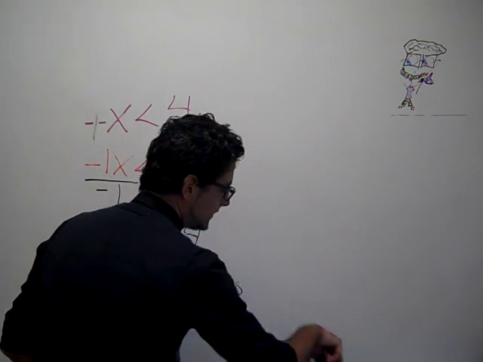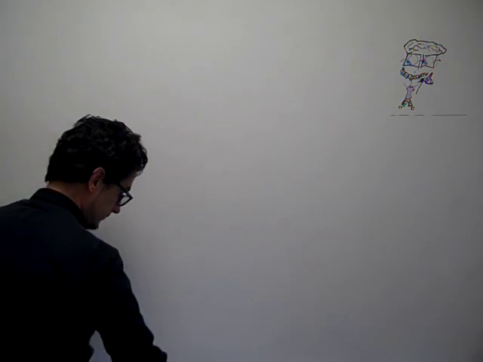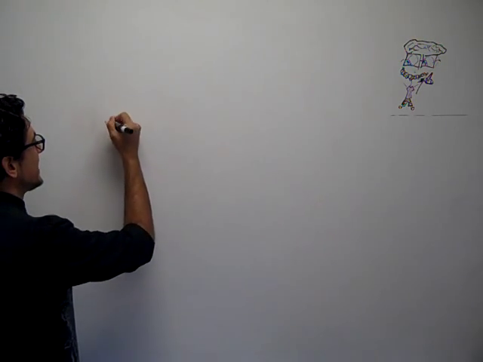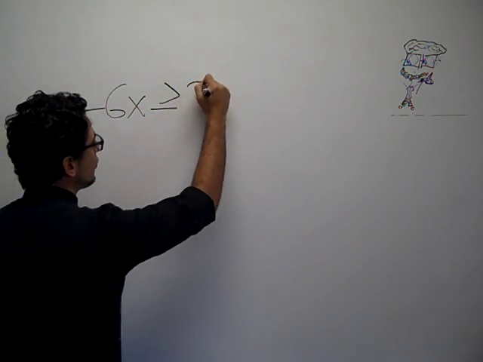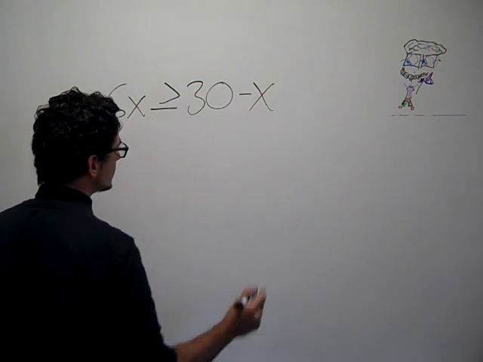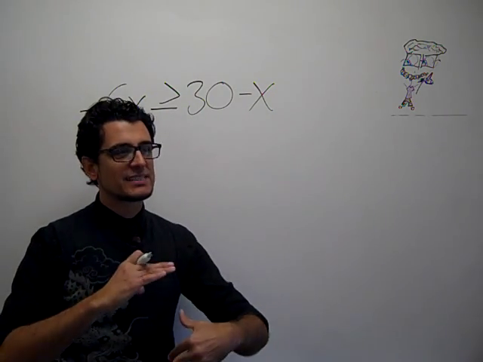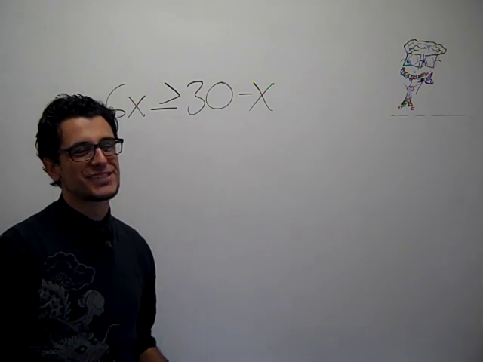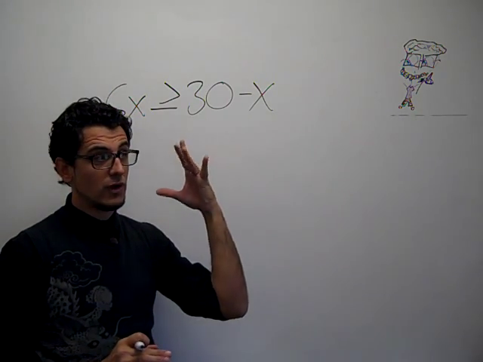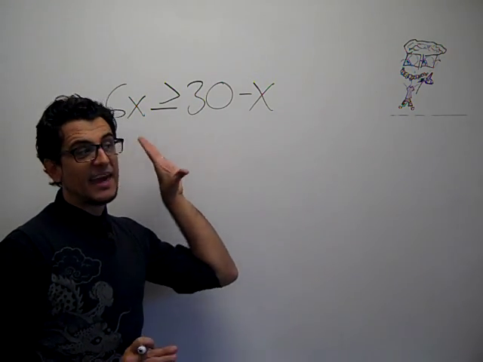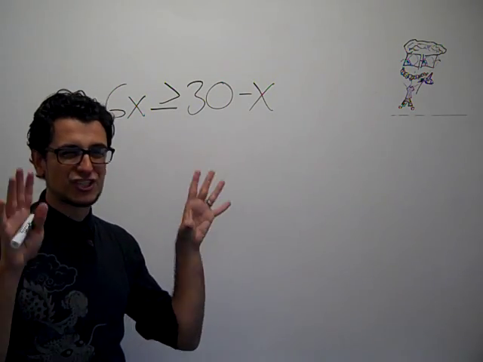All right, so a more complex example of the same thing. If I'm looking at an example like negative 6x is greater than or equal to 30 minus x. Oh, snap! In this case, I have variables on both sides of the inequality. I want to get x by itself. I want to get down to x on only one side of the inequality and then get x by itself. No variables, no coefficients, just the variable.